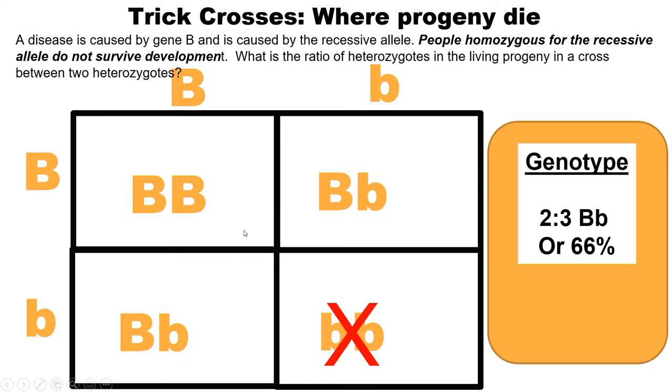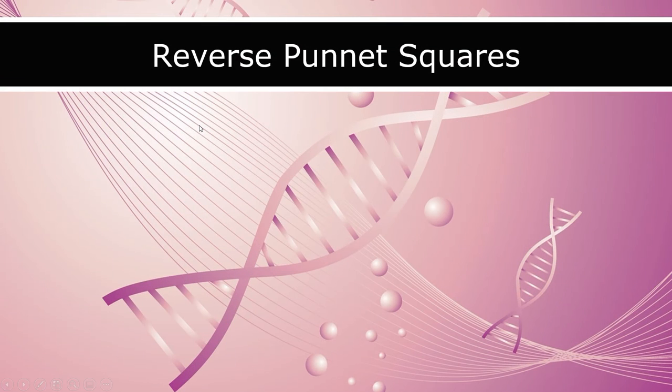After you cross them out, now I'm looking for the ratio of heterozygous in the living progeny. So these did not survive development, so only these three made it. So my two heterozygotes are now 2 out of 3. They're not 2 out of 4, because the question only wanted the ratio in the living progeny. So it would either be 2 out of 3 or 66%, which is how you handle those crosses. So when you see them on an exam, be sure that you're reading the problem really thoroughly and you're very clear on what exactly they are asking in that question. So don't give them the ratios that they're not looking for.